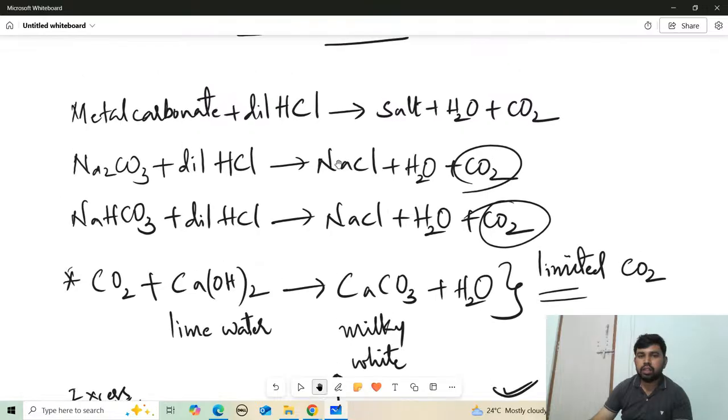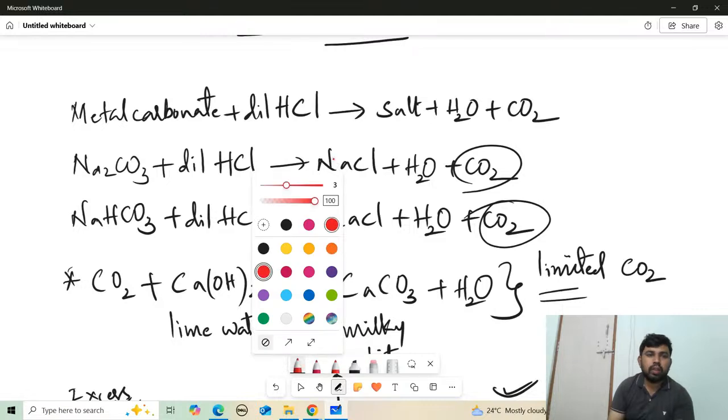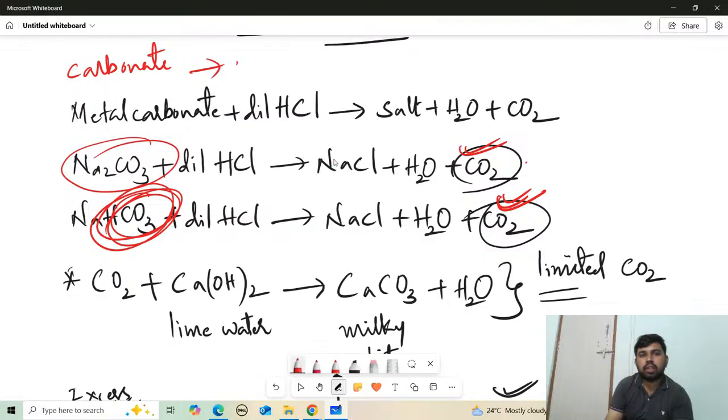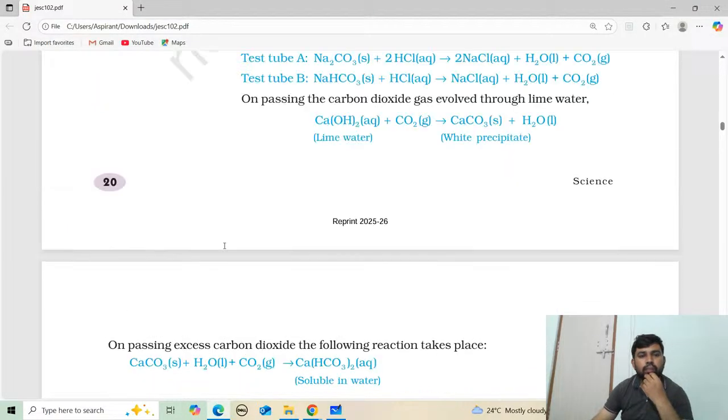Now try to understand what I'm saying here. A very important thing here: in this reaction, on the left side we have CO3 and on the right side CO2 gas is produced. So suppose a metal carbonate is there on the reactant side, then we can expect carbon dioxide gas. This you remember. And after this, you can go for further discussions.